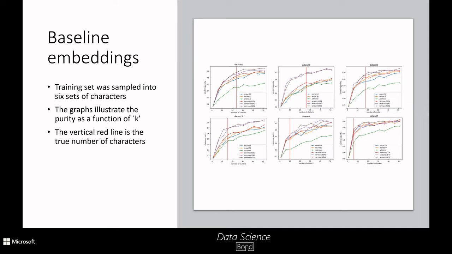So we've sampled 6 sets, each with a different set of characters. And you can see here, it's a bit small, sorry, but you can see the purity on the y-axis, and the x-axis is the number of clusters, where the vertical red line indicates the true number of clusters. So we can see here that across the board, usually the brown and purple representations give the highest purity, which is what we want, for any value of k, the number of clusters.